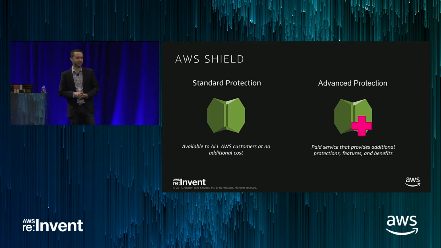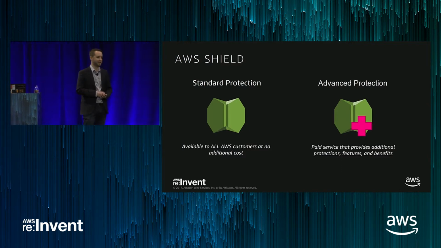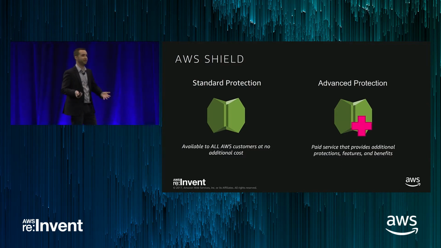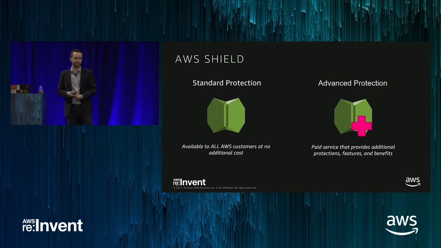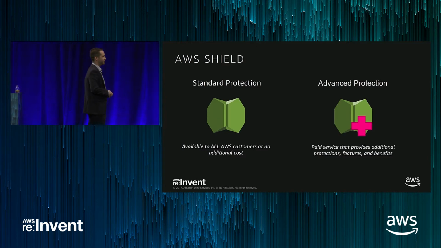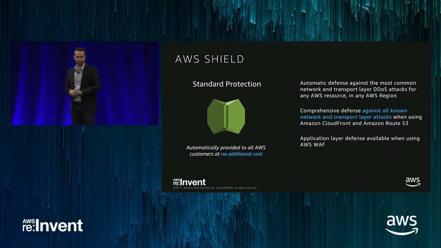So for DDoS mitigation, we offer you two different tiers of protection. We offer standard protection and advanced protection. And the benefit with this is everyone in the room here who has workloads on AWS already right now has full DDoS protection using our standard product. It's available to everybody. You don't have to sign up for it. And there's no additional cost for what you already pay on the cloud. And then we offer advanced protection. So advanced protection provides you with new capabilities in addition to just attack mitigation.